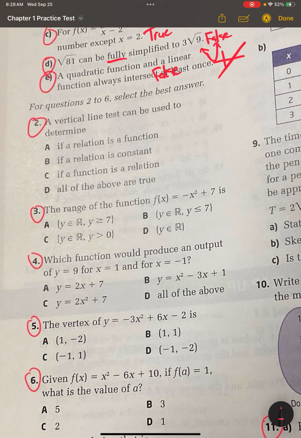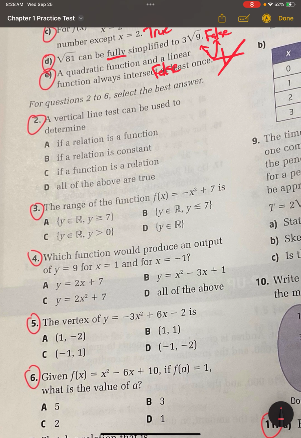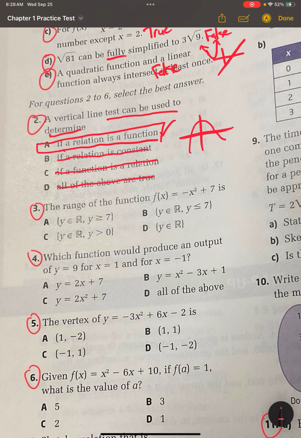Okay, now let's look at question 2 to 6. Select the best answer. If a vertical line test can be used to determine if a relation is a function. I think that's true. If a relation is a constant, not really. If a function is a relation, no. All the above are true. No, so the answer is A in this case. A vertical line test determines if a relationship is a function if it intersects at one point. It tells me if a relation is a function.